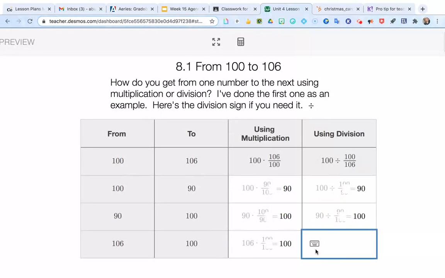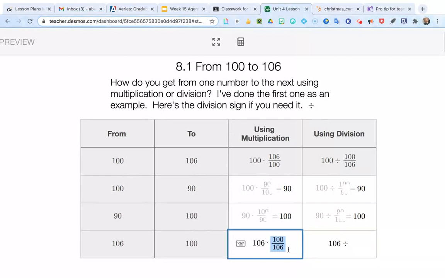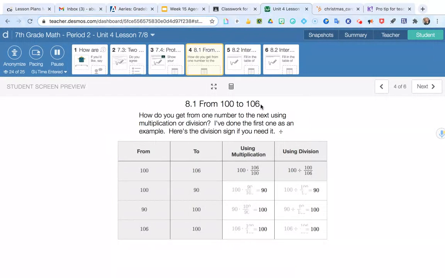Same thing. So I have 106. I'm going to Control V and paste that symbol. I can't keep it 100 over 106, so if I want to get the same answer but change it to division, I have to flip it. 106 divided by 100. And so I notice that I get 90, 90, 100, 100, 100, 100. All right, feel free to rewatch that. I know it was a little fast.